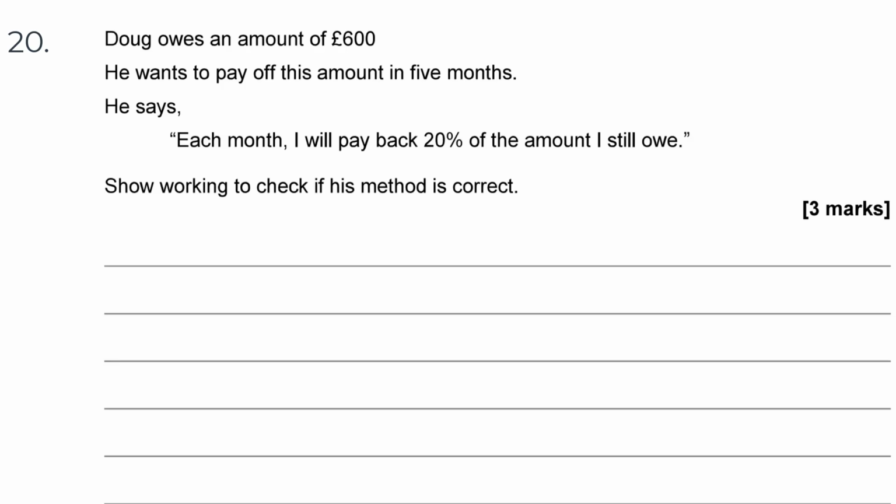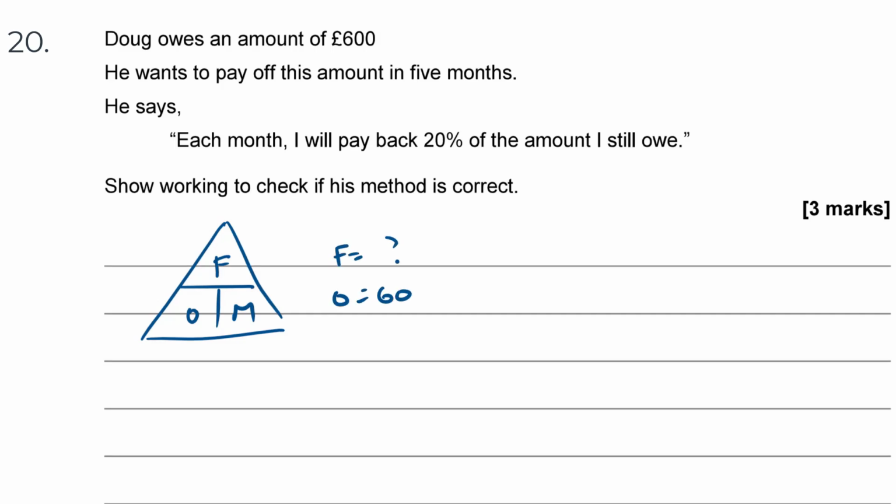I don't think this is going to work, Doug. If you're just paying back 20% of what you still owe, this is a kind of never-ending sum, isn't it? Basically, it's like compound interest, isn't it? So you've got, for percentages, final, original, multiplier. The final is what we're trying to find here. The original is 600, and the multiplier. So if he's paying back 20%, then he's retaining 80% of the value then, isn't he? So you're basically timesing through by 0.8 each time.